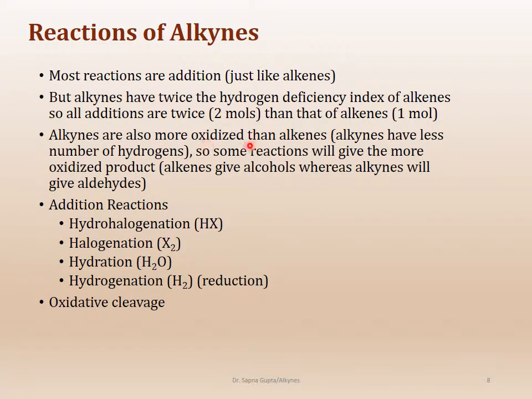Alkynes are also more oxidized than alkenes, because alkynes have fewer hydrogens. Alkenes have more hydrogens, so they're more reduced. So what happens then is, in some of the oxidation and reduction reactions that we'll do, alkenes may end up giving alcohols, but alkynes will give us aldehydes. Remember we did about 3 or 4 reactions where alkenes gave alcohols. So those are the two major differences between alkenes and alkynes.